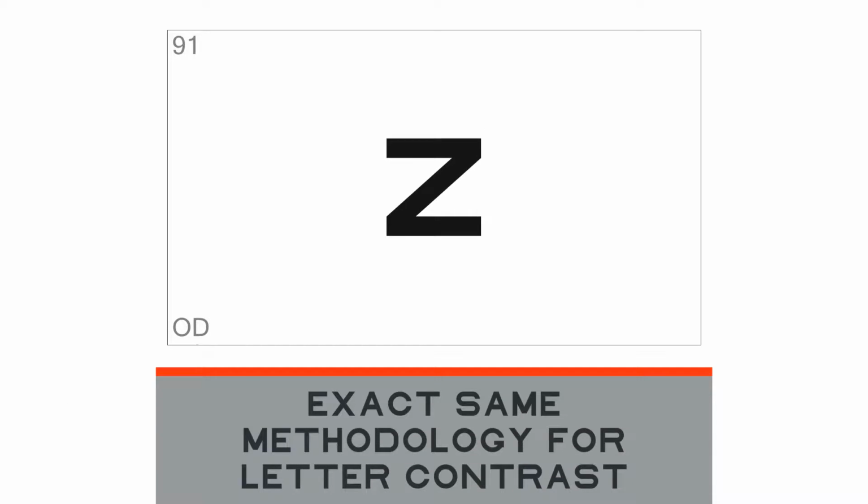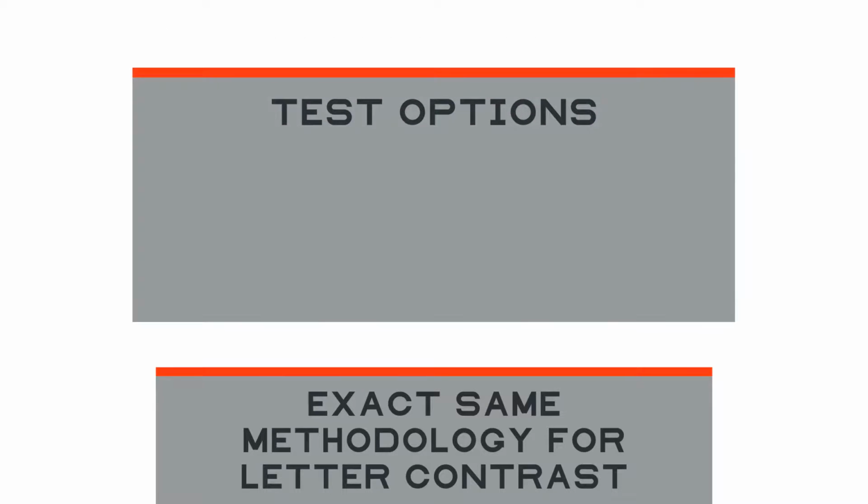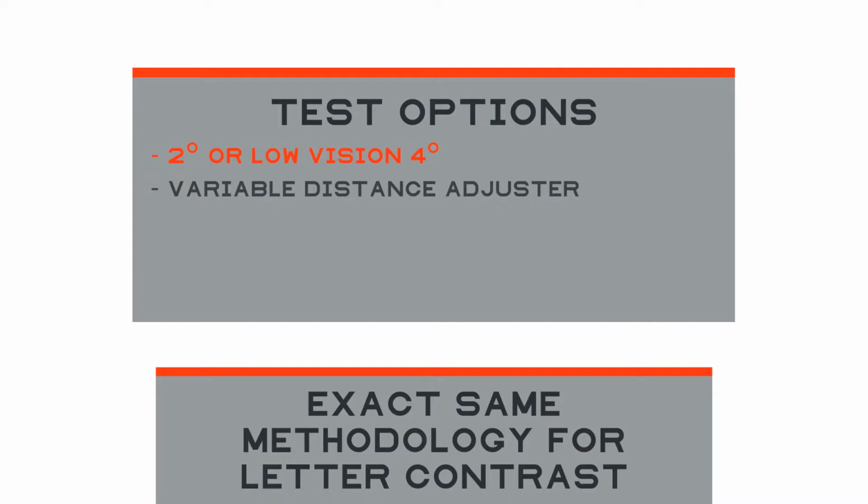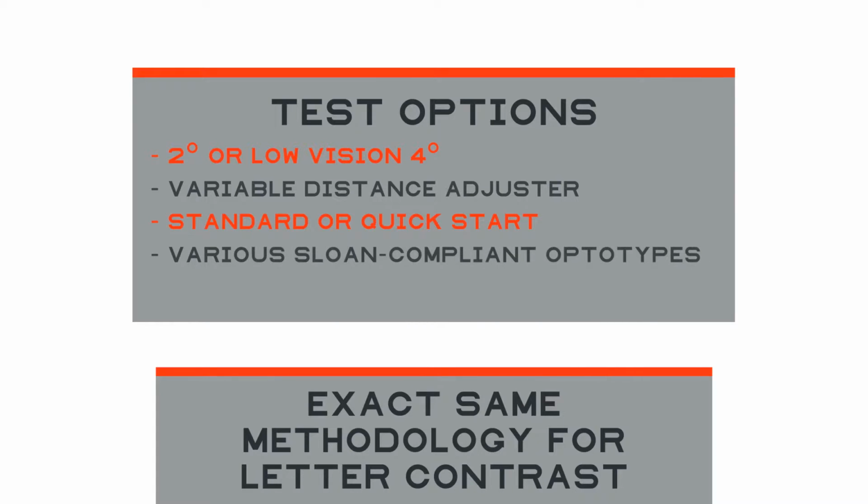The letter contrast test uses the exact same methodology as the spatial frequency test, with letters displayed at different contrasts, and can be set to 2 degrees or 4 degrees for low vision patients, can be adjusted so the distance between the patient and the screen can vary, has a standard or quick start option, uses various Sloan-compliant optotypes, and has an inter-target pause option allowing the image on the retina to subside before presenting the next target.